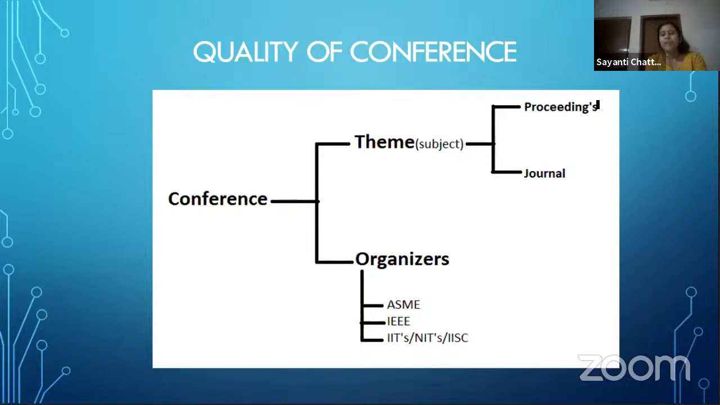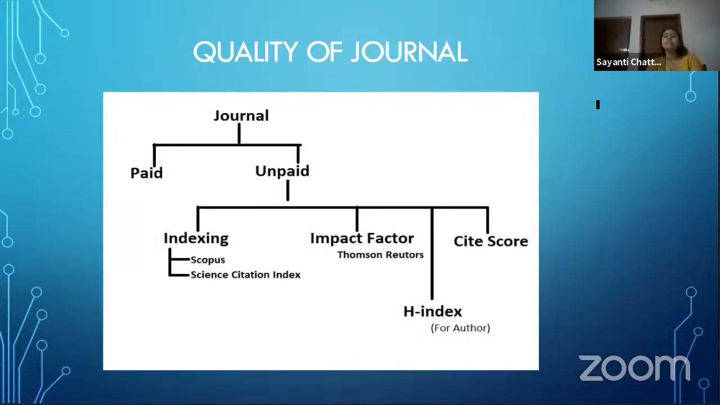There are many IEEE conferences, and they have Scopus indexing also. Next is the journal. As I told, journals may be of two types, paid and unpaid. Paid journals can also be indexed now. Actually, this is the old format. At that time, only unpaid journals were indexed in Scopus and SCI.